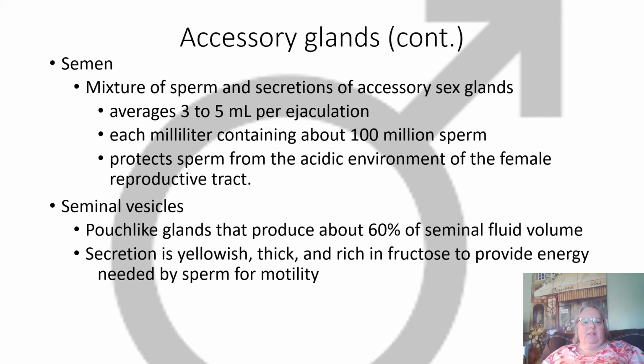The seminal vesicles are pouch-like sacs that produce about 60% of the seminal fluid. This seminal fluid is thick and yellowish, and it's rich in fructose to provide energy for the sperm so the sperm can have good motility.